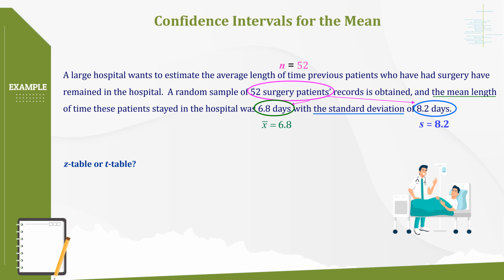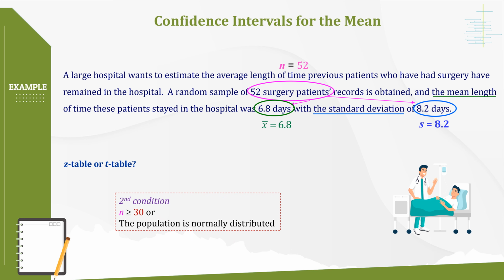sigma. In this example, since the sigma value is unknown as the first condition, it is most likely the t distribution that needs to be used. However, let's double check the second condition. We have a sample size greater than 30, therefore, we can decide on the t distribution to be used for this example.